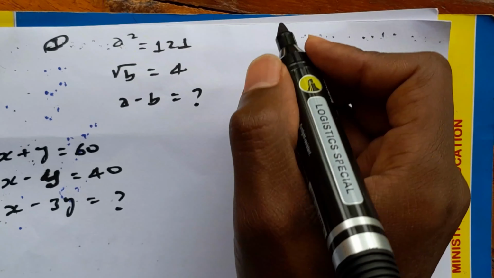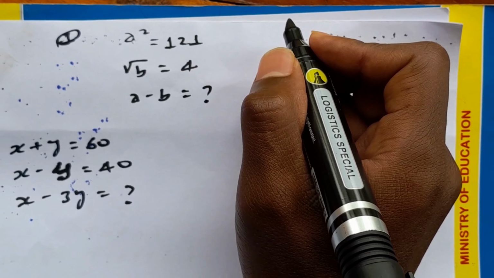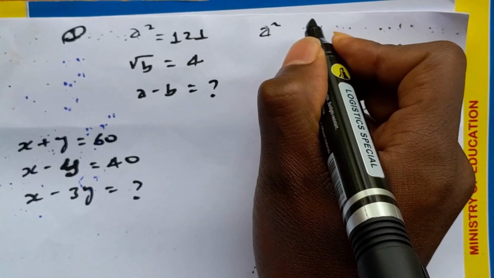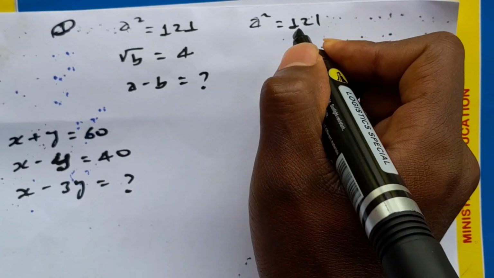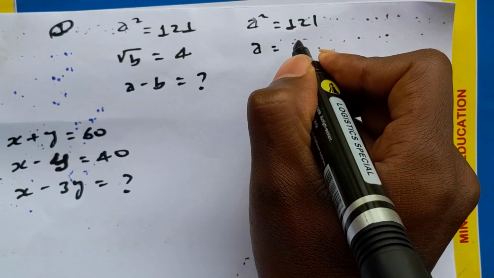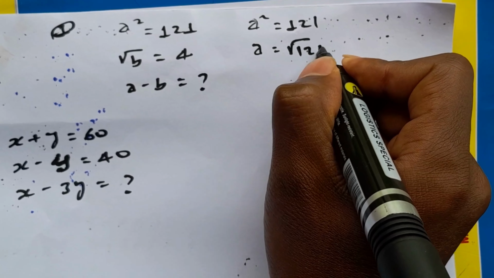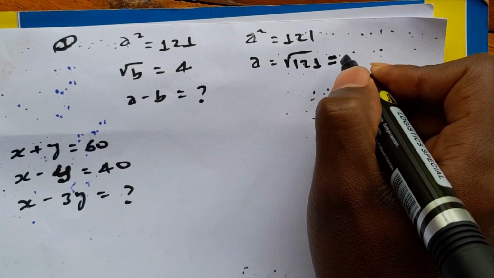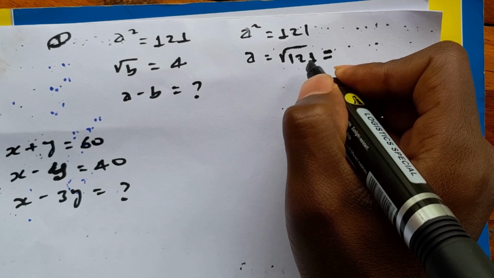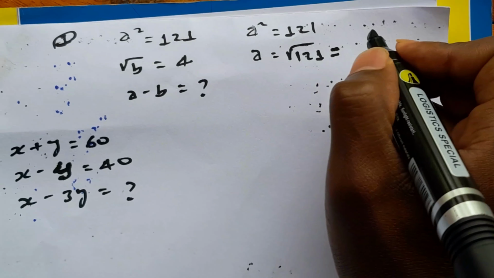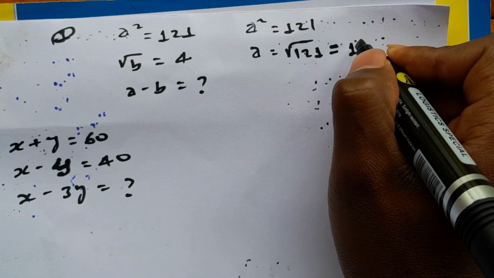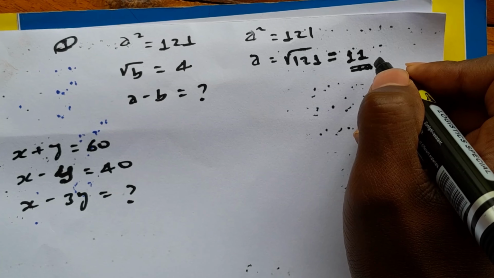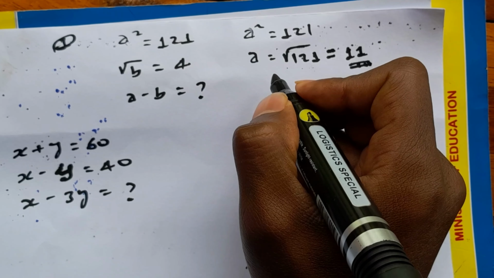Okay, we start by finding the value of a. A squared is equal to 121, which means a is equal to the square root of 121. When we take this number out of the square root, it becomes what? 11. Yes. The value of a is 11. Okay, we got the value of a.